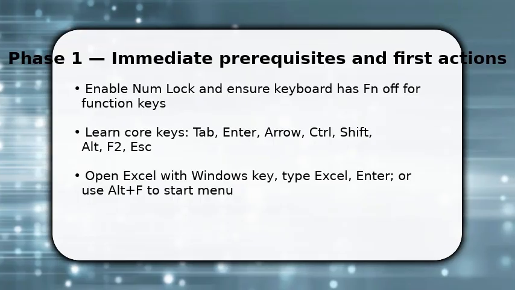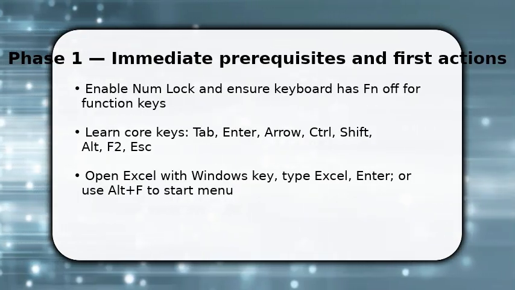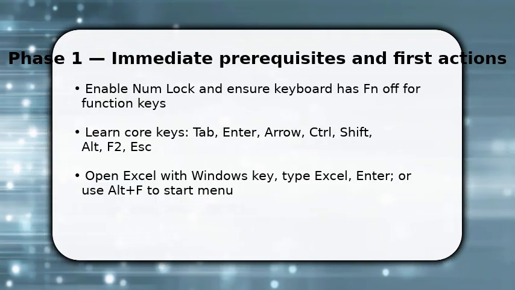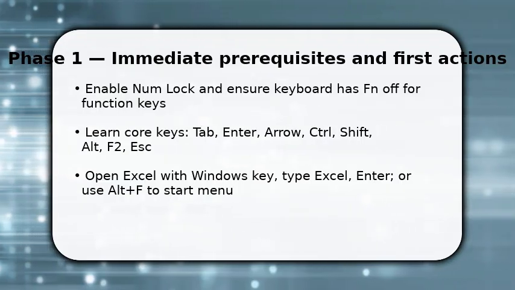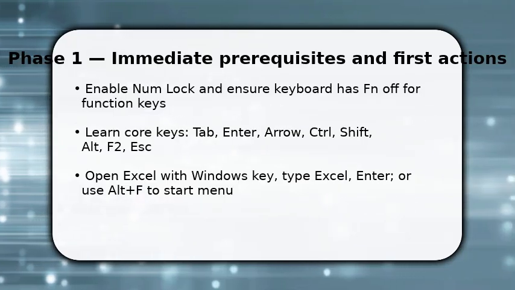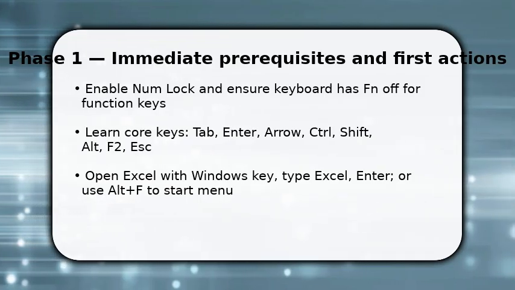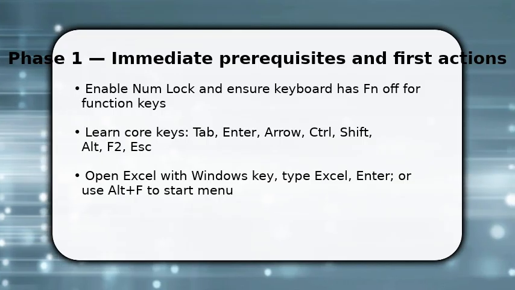You will begin by opening and orienting Excel with keys only. Press the Windows key, type Excel, and hit Enter to launch. Once Excel is open, use Alt to reveal ribbon shortcuts and press corresponding letters to open tabs. Make sure Num Lock and FN are set so F1 through F12 work, otherwise use Alt sequences.